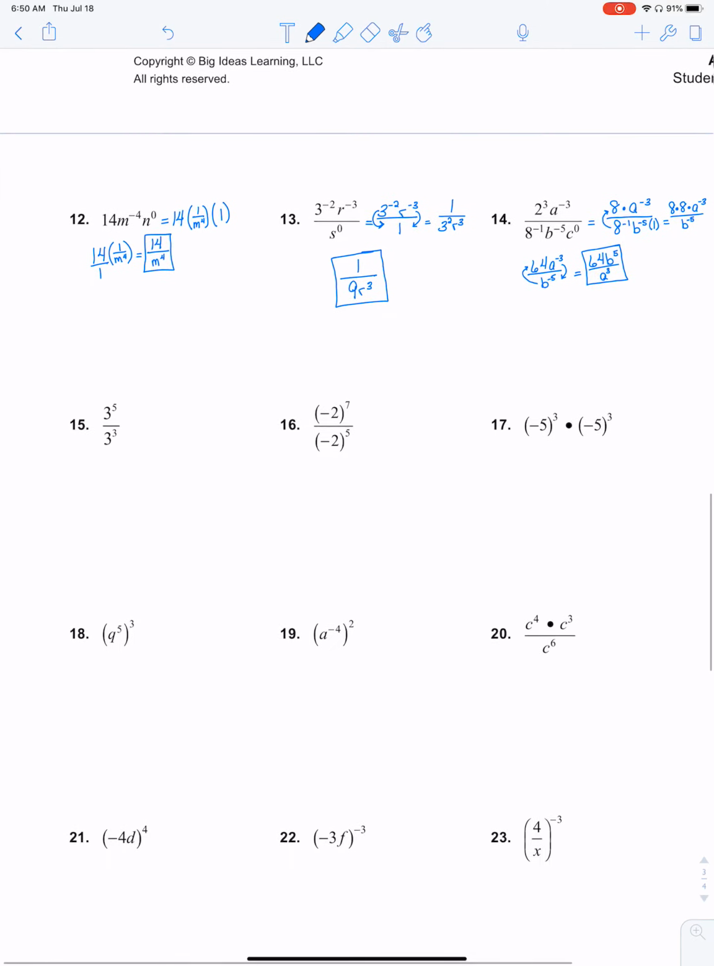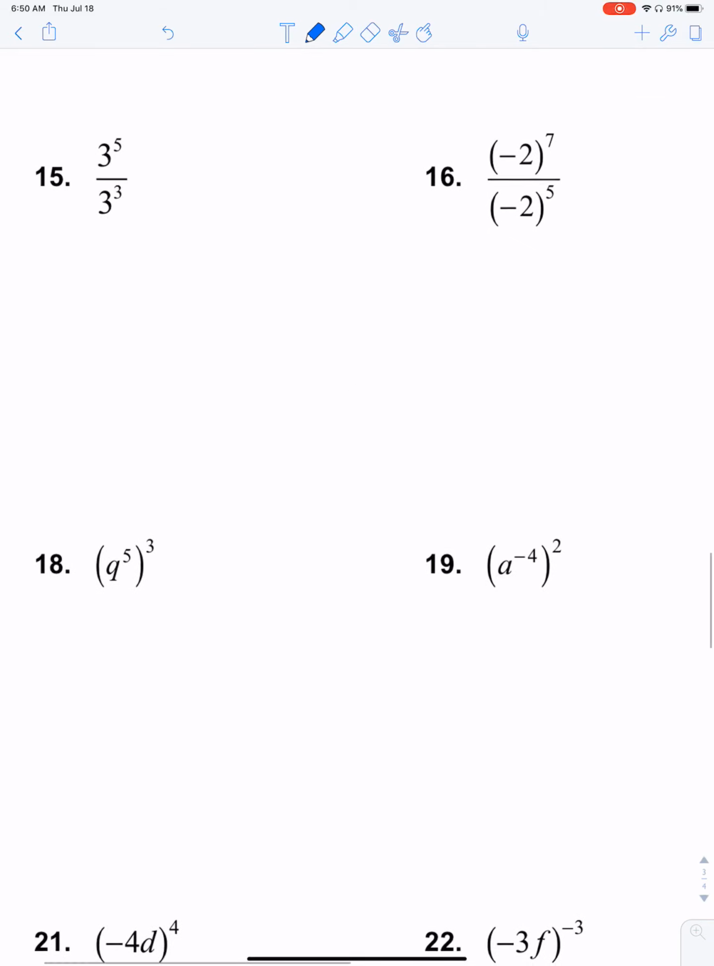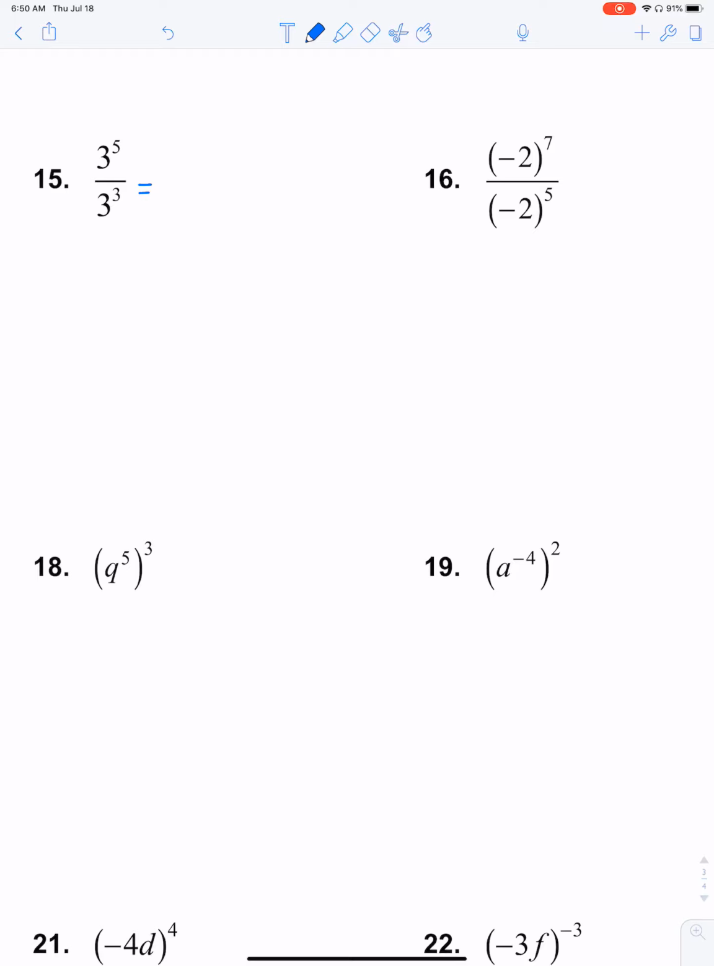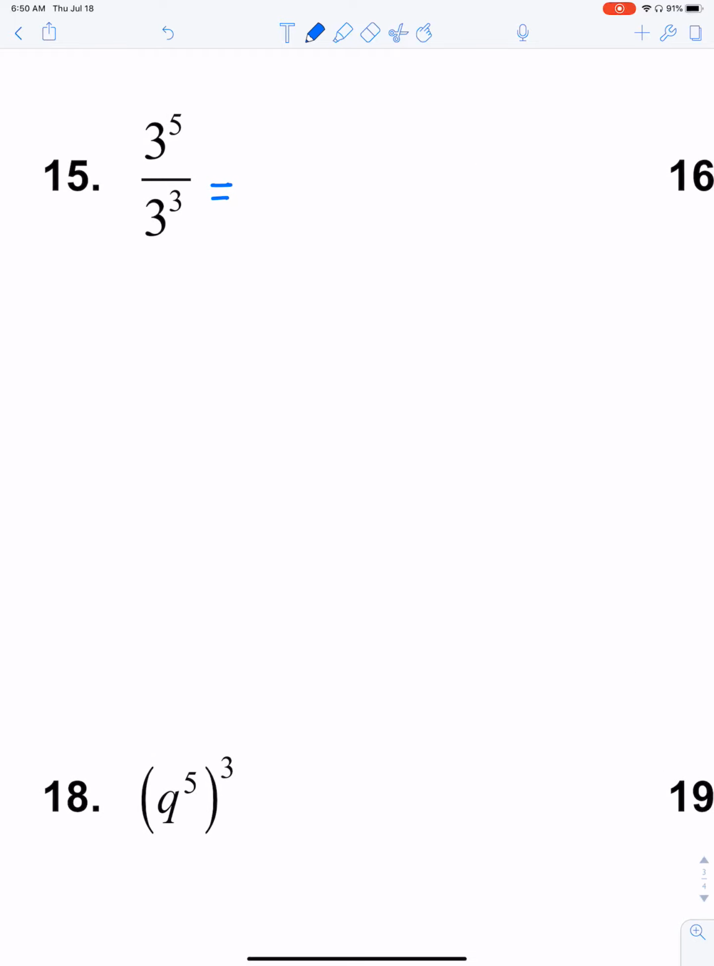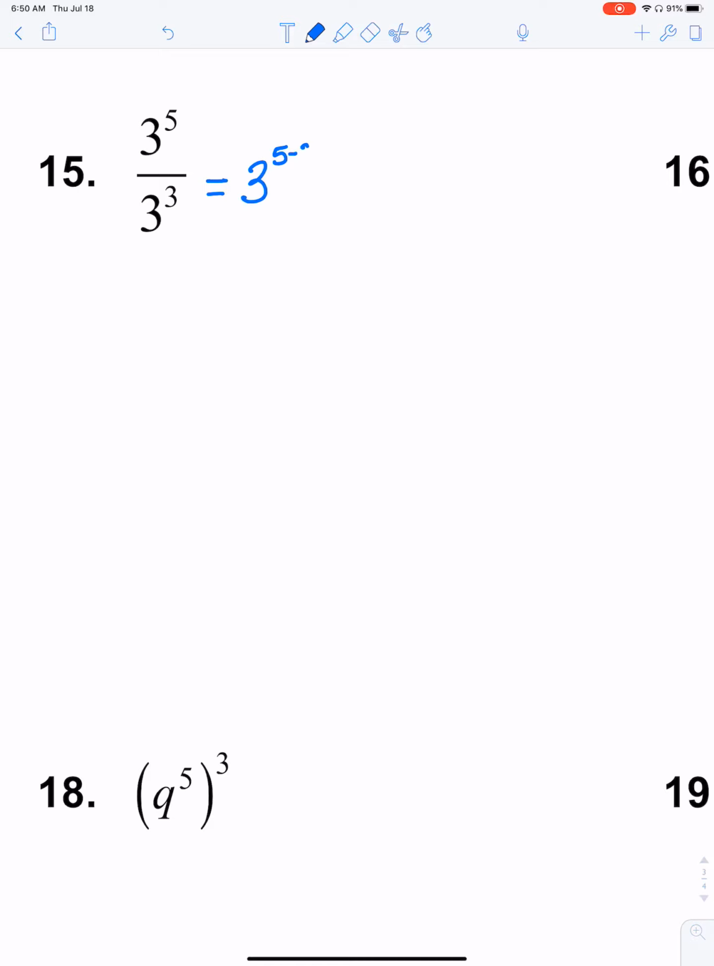Moving on to number 15. Okay? This here represents that quotient property that we were talking about earlier. So 3 to the fifth over 3 to the third. 3 to the fifth is a very large number, a number that I don't want to deal with. So this is when that quotient property comes into play. You can change 3 to the fifth over 3 to the third to 3 to the 5 minus 3. Okay? So 3 to the 5 minus 3, 5 minus 3 is 2. And 3 squared, well, I know 3 squared is 9.